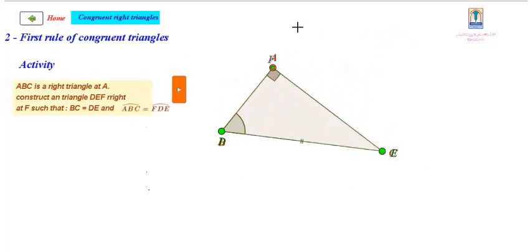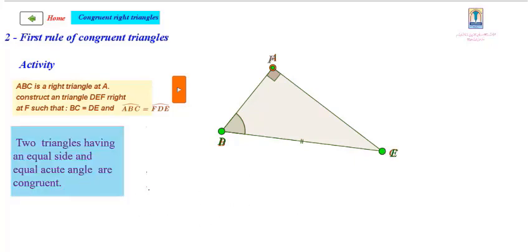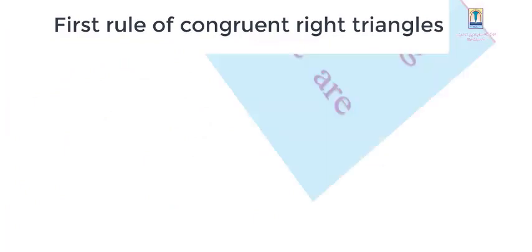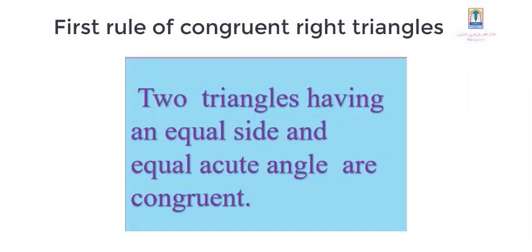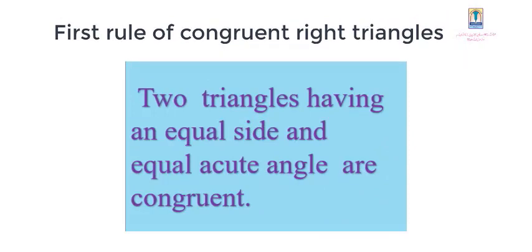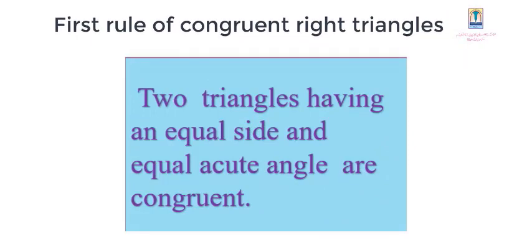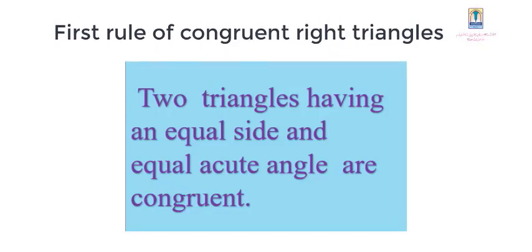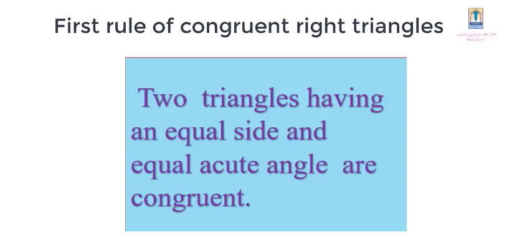These two right triangles are clearly congruent. Then it was enough to say that these two right triangles have an equal hypotenuse and an equal acute angle to get that they are congruent. Then the first rule of congruent right triangles is two right triangles having an equal hypotenuse and equal acute angle are congruent. It was enough to say that they have the same hypotenuse and an equal acute angle to say that they are congruent. Keep in mind they were right triangles.